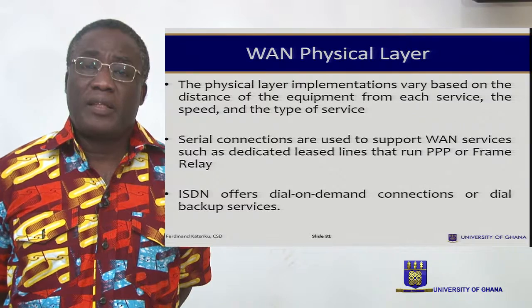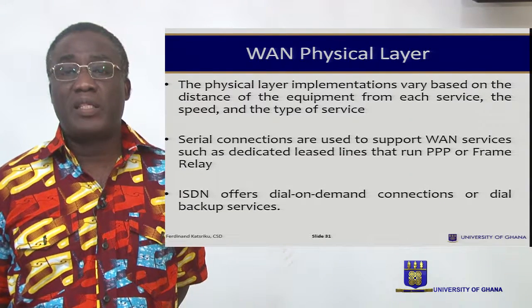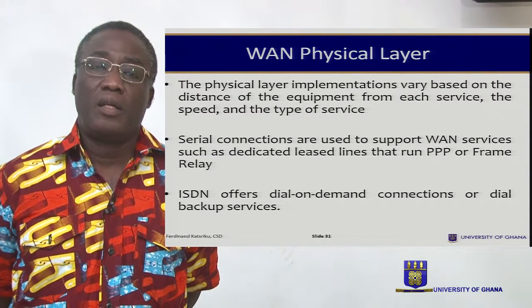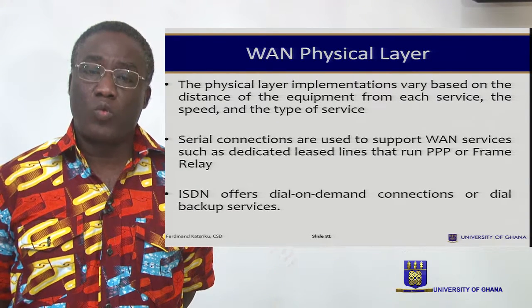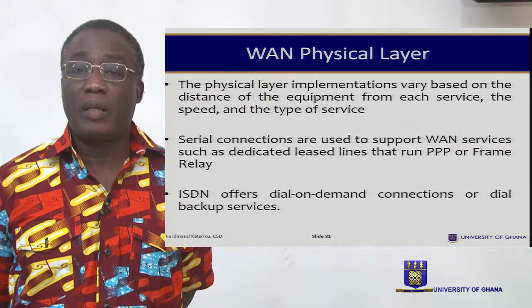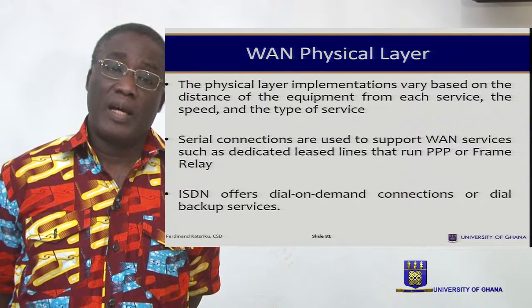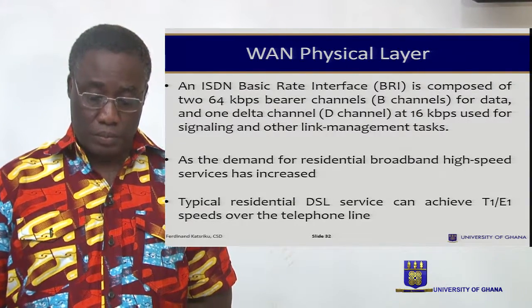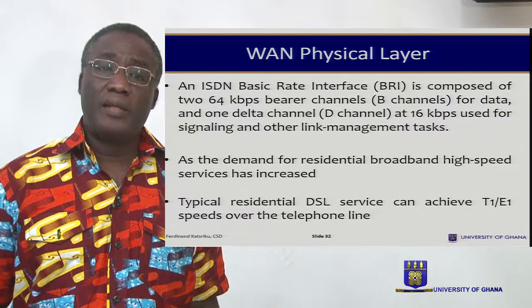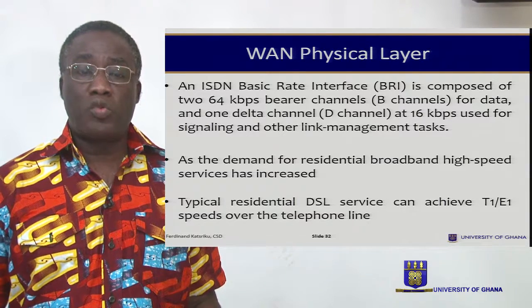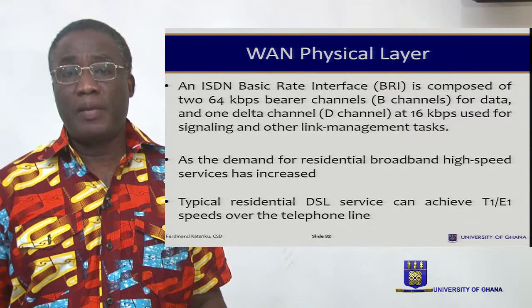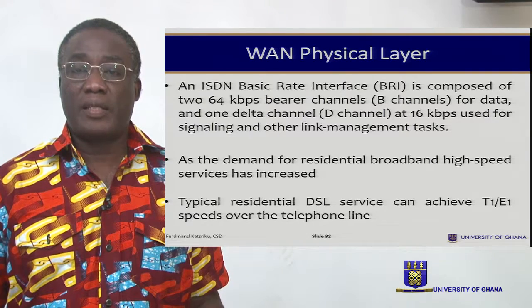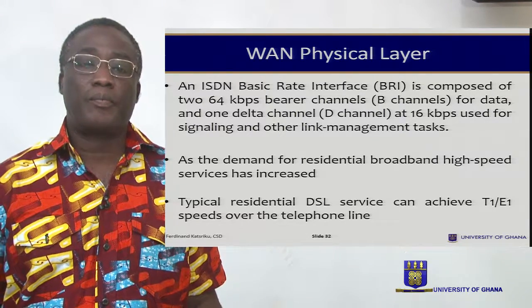For WANs, the physical layer implementation will vary based on the distance of the equipment from the service, the speed, and the type of service. You can use serial connections to support WAN services such as dedicated leased lines that run PPP or Frame Relay. ISDN would offer dial-on-demand connections or dial-up backup services. An ISDN basic rate interface is composed of two 64 kilobits per second bearer channels, the B channels, for data, and one delta channel at 16 kilobits per second used for signaling and other link management tasks.